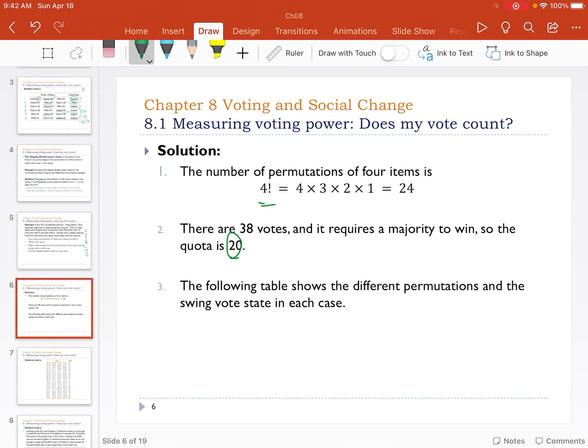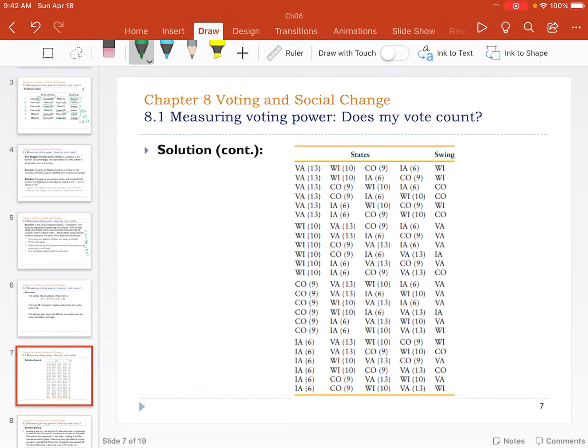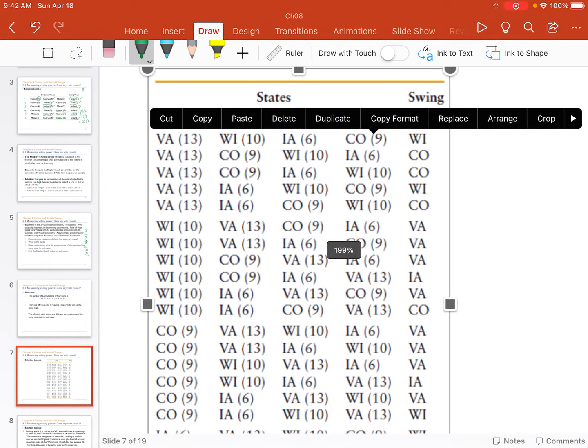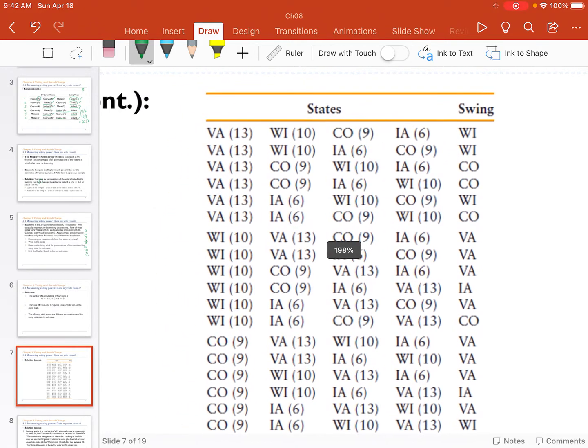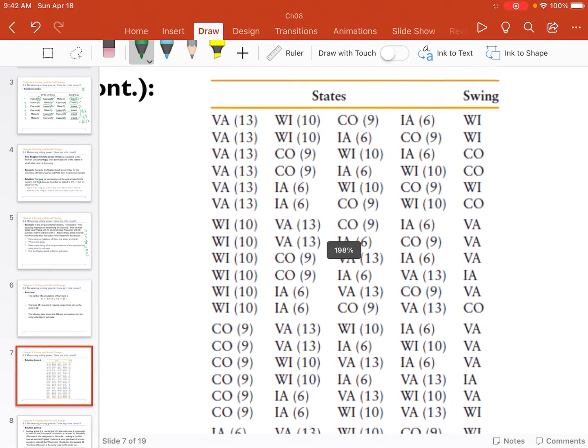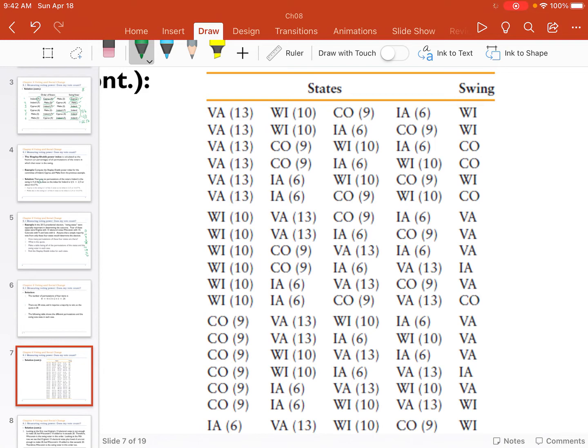Okay, so here comes the following table showing the different permutations of the 4 states and then the swing vote state in each case. So one way to remember this is Shapley-Shubik has S's in it, and so does swing. So a memory trick there, if you see all S's, you're talking swing votes, not something else. Okay, this may be a lot to look at, and maybe I will not go through all of it, but let's go through some of it at least and see how we determine the swing votes.